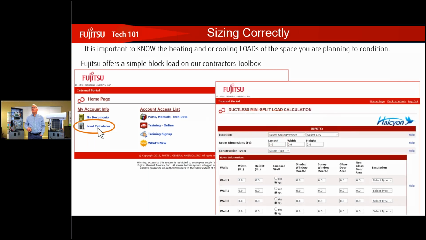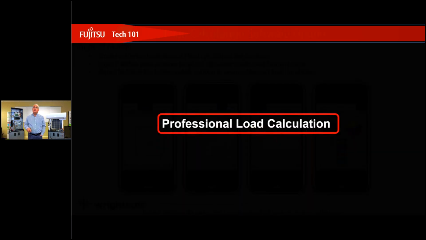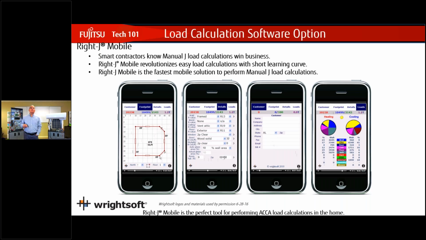Okay. Now, just to let you know, Fujitsu is promoting this. It's not a Fujitsu app or anything like here. This is RightJ Mobile. This is from RightSoft. There's a cost to this, but this is an app that you can download on your tablet or your phone. And if you're on the job, so if your company employs a salesman, or if you are the salesman, and if they're on the job, they want to do some calculations right then and there.